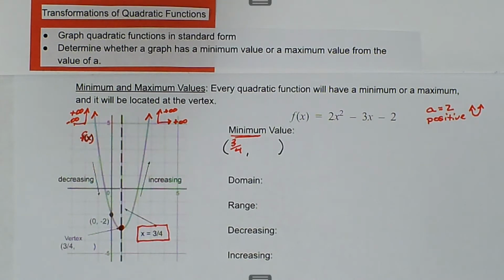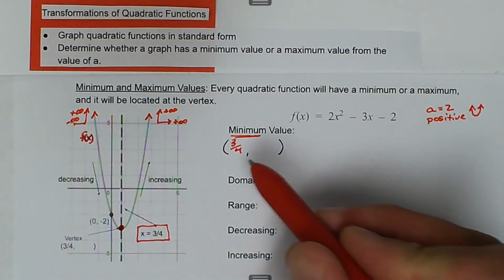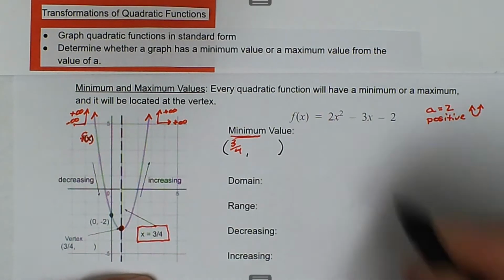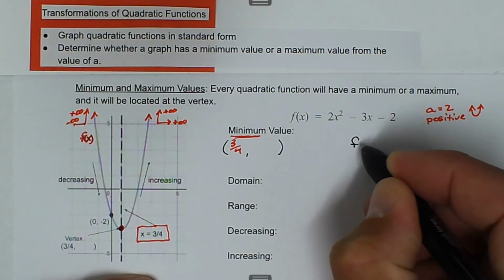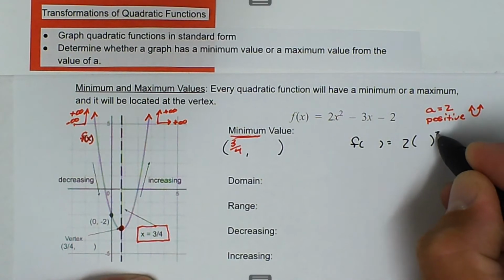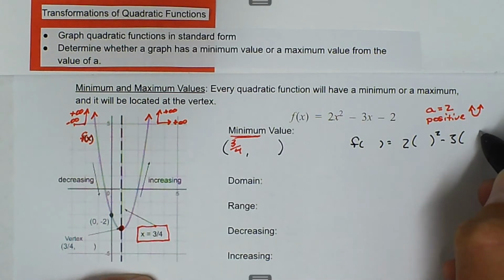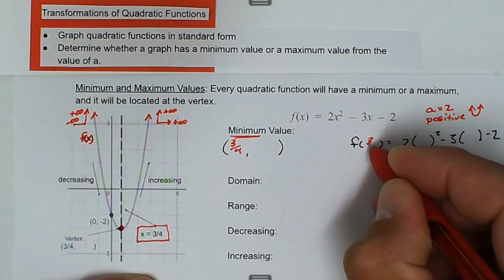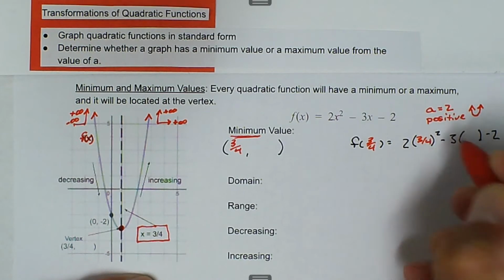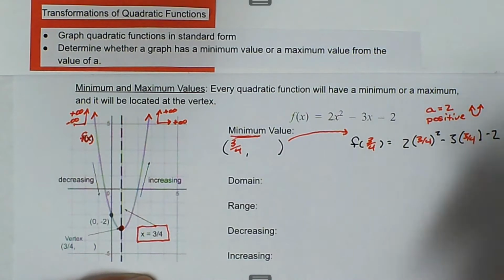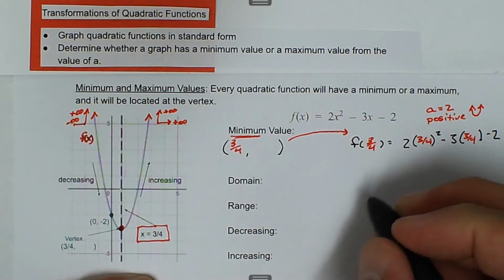But in order to find out what our vertex is, we need to substitute in our x value back into the equation. So the function f of 3/4 is equal to 2 times 3/4 squared minus 3 times 3/4 minus 2. So we're going to substitute 3/4 in for the x, and that came from our axis of symmetry. And then we can go through and figure out what it is.